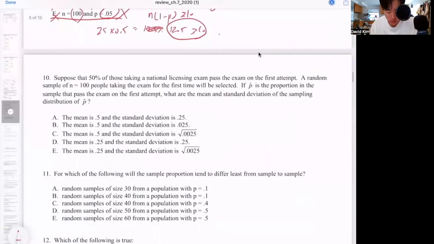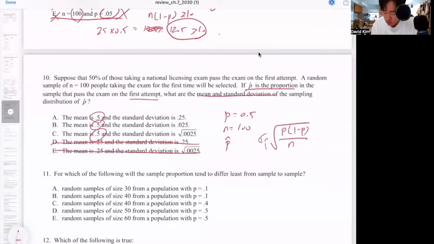Number 10: suppose 50% of those taking national licensing exams pass. So we have p equals 0.5 and n equals 100, and p hat is the proportion in the sample. What is the mean and the standard deviation? Well, the mean here will just be 50%. The standard deviation is the square root of p times 1 minus p over n. Please remember the sample proportion standard deviation: 0.5 times 0.5 over 100. When you divide that, you get 0.0025, and then you have to square root the whole thing. So that will end up being C.